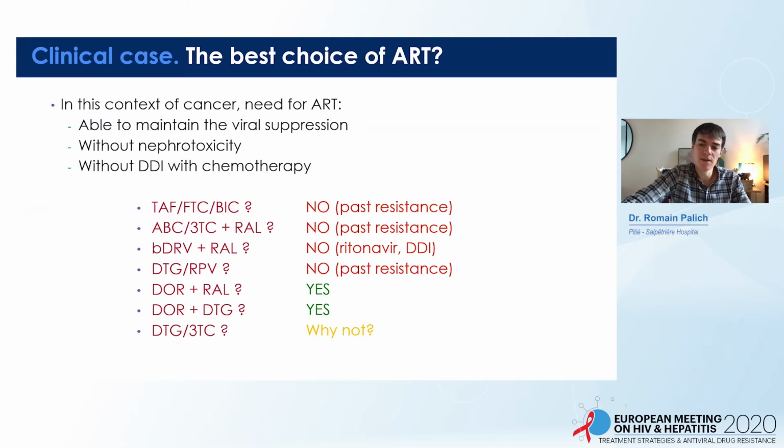Another option could have been dolutegravir lamivudine despite the past resistance to 3TC. Indeed, there is some evidence of efficacy of this dual therapy despite a historical M184V mutation.